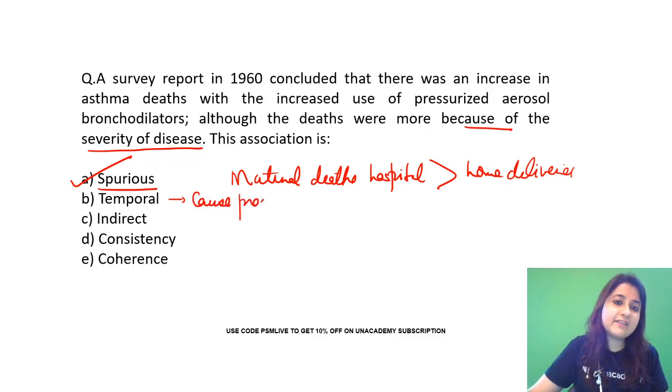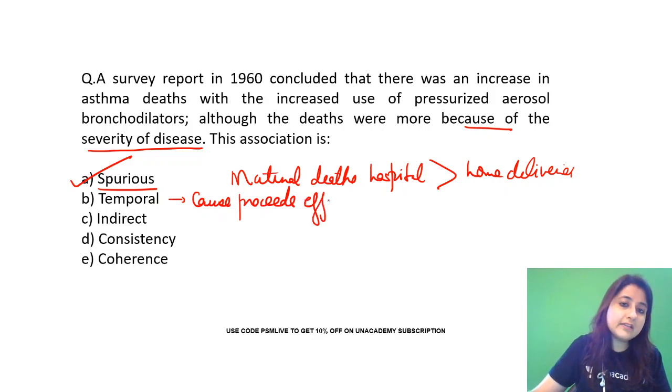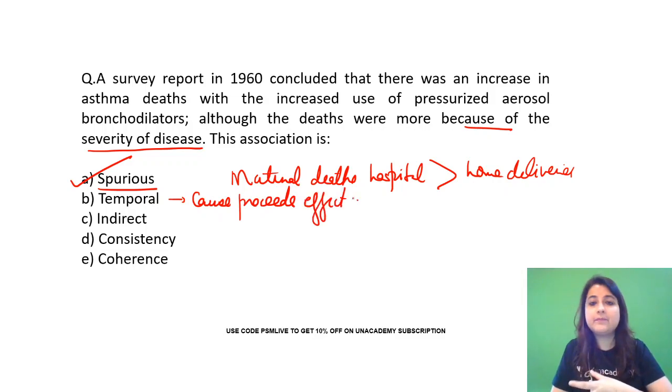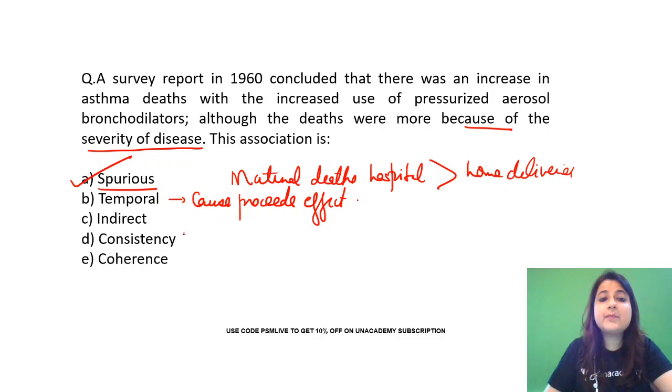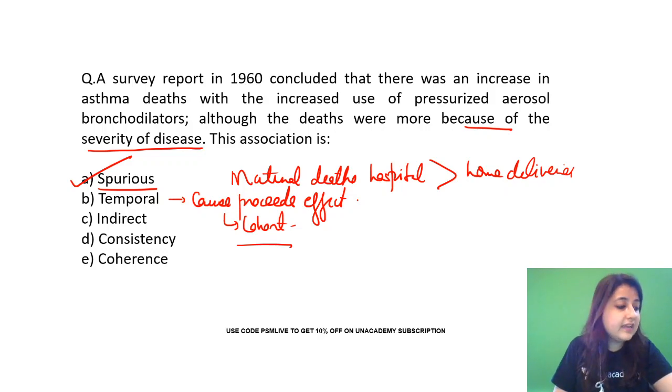Cause precedes effect. If you smoke, then only it will lead to lung cancer. This is best denoted by a cohort study design. Indirect association is like confounders. Consistency and coherence are all Hill's criteria. This is also Hill's criteria.